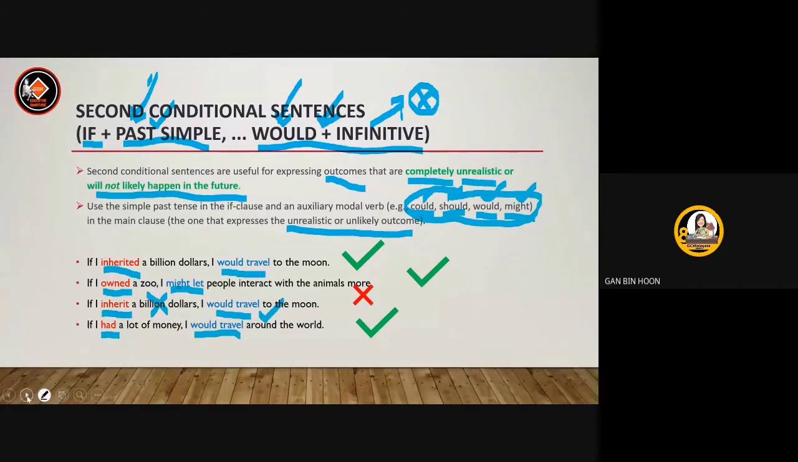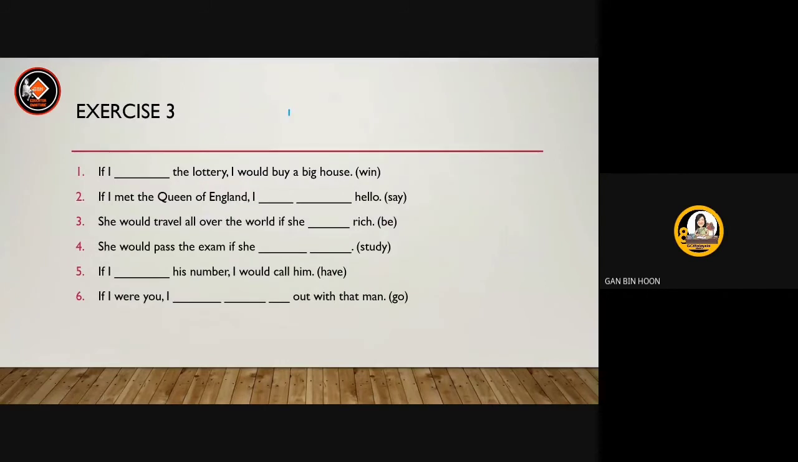Okay, let's look at the example. Okay, if I the lottery, I would buy a big house. If I buy a lottery. So answer? If I win the lottery, sorry, not buy. If I win the lottery, I would buy a big house. So would buy sudah betul. Okay, would travel sudah betul. Would pass sudah betul. Would call, okay, correct.